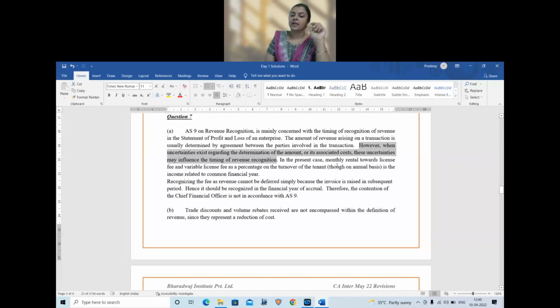In the present case, monthly rental towards license fee and variable license fee is the income related to the common financial year, which means the same financial year. Recognizing fee as revenue cannot be deferred just because the invoice is raised in the next financial period. It should be recognized in the year of accrual. If you write this word, your answer is hitting the nail on the head.